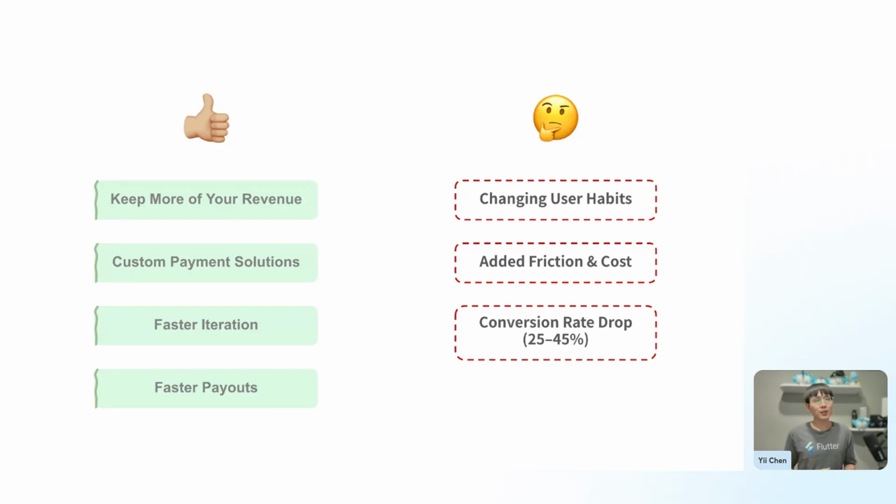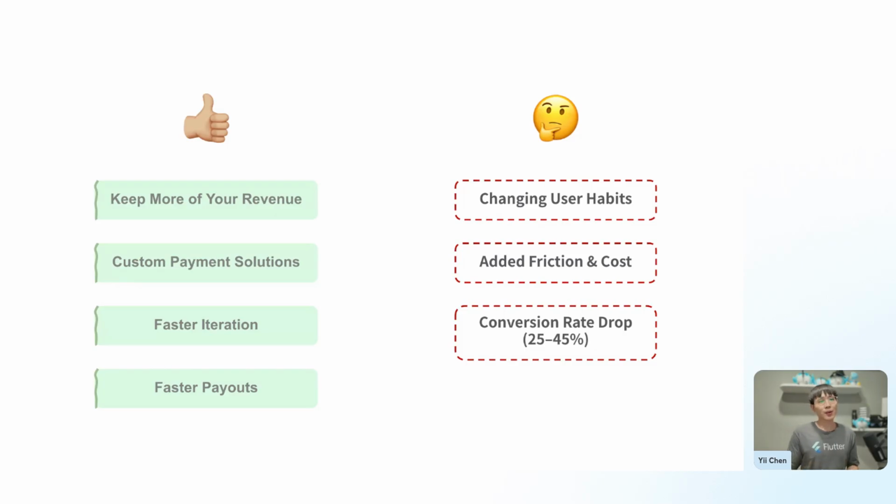Second, there's added friction and operational cost. Apple and Google, the platforms, usually handle things like refunds, fraud prevention, and tax compliance. But when you go external, those responsibilities fall on you and your team.